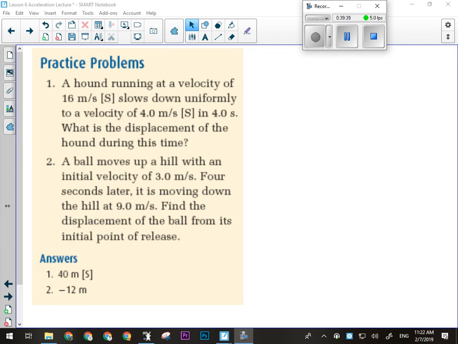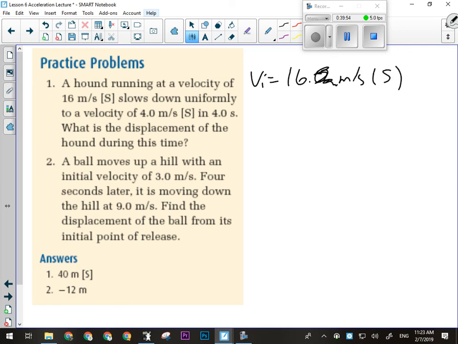Okay, let's quickly look over at least number 1 here, and we'll see how we do for the second one. So we have a hound running at a velocity of 16 meters per second south. Oh, sorry, not 16.0, 16 meters per second, and that's south. Okay, they slow down uniformly to a velocity of 4 meters per second south. Okay, and they do that in a time of 4 seconds.